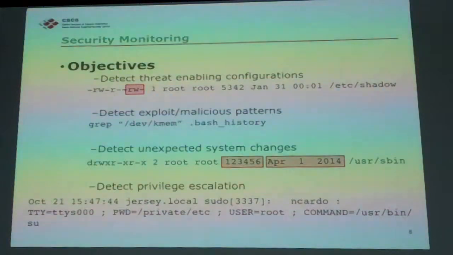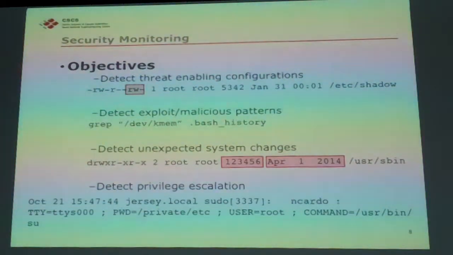Security is an interesting one. Everyone would think security is off on the side doing its own thing. You don't have to build that into your system monitor. But there are things you can do very simply as monitoring your system that can detect problems.